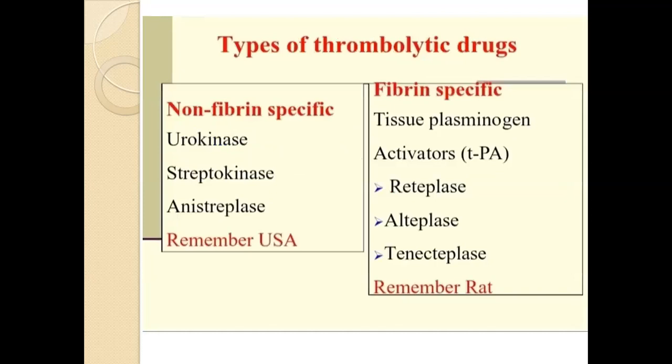So, types of thrombolytic drugs. There are two types: non-fibrin specific and fibrin specific. Non-fibrin specific drugs are urokinase, streptokinase, and anistreplase. You remember USA: urokinase, streptokinase, anistreplase.